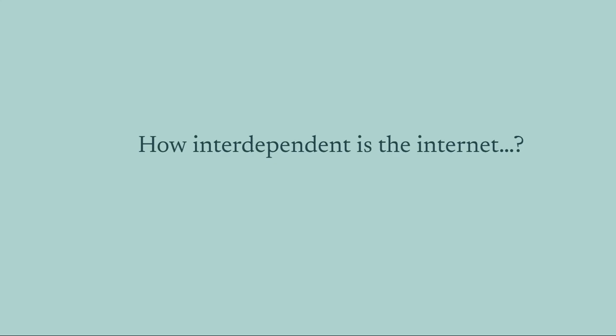This event raises a larger question about the current state of the infrastructure of cloud computing. How interdependent is the internet? As more services move to the cloud to reap its benefits, it should be well understood how interconnected the cloud and the larger internet really is.